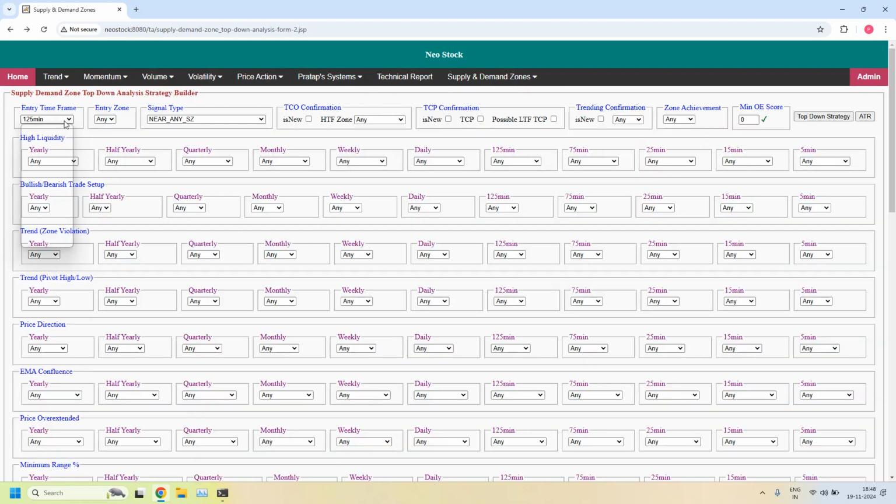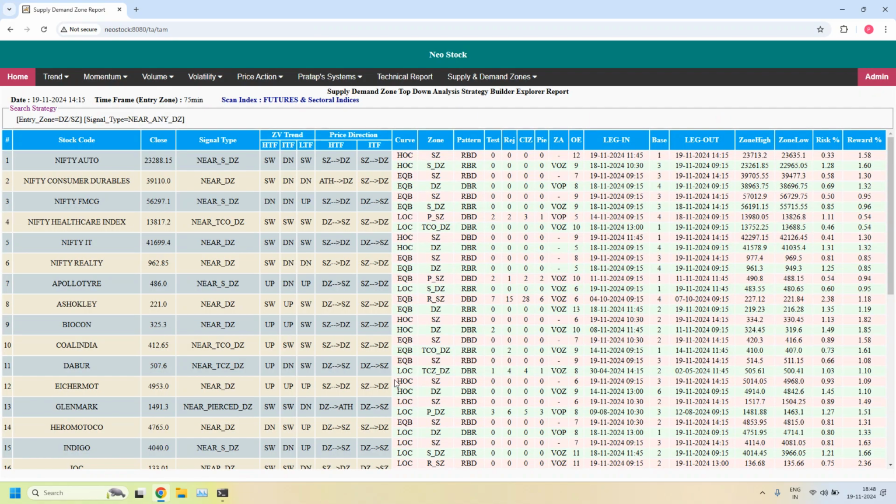Okay, next time frame is 75 minutes. Entry time frame 75 minutes. Let us find the stocks near 75 minutes demand zone. We got a big list. These are the first 15 stocks. I am scrolling the list down.